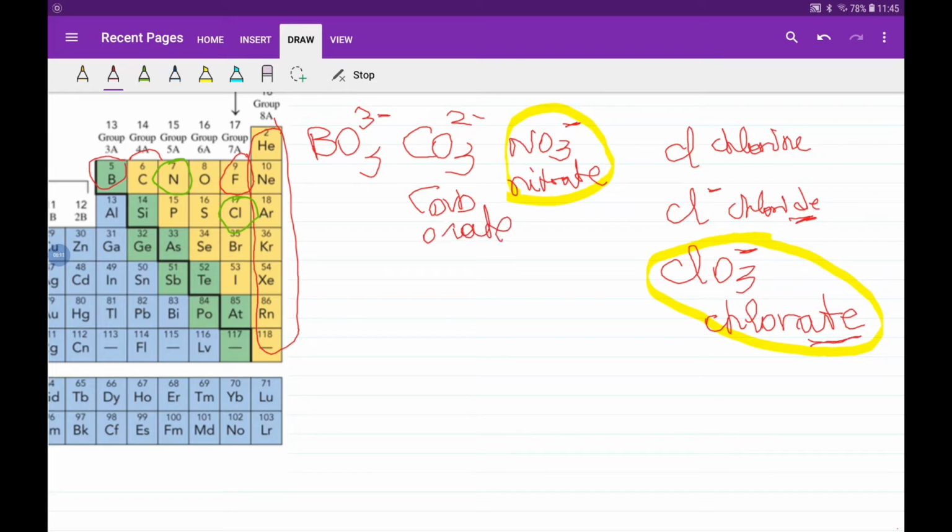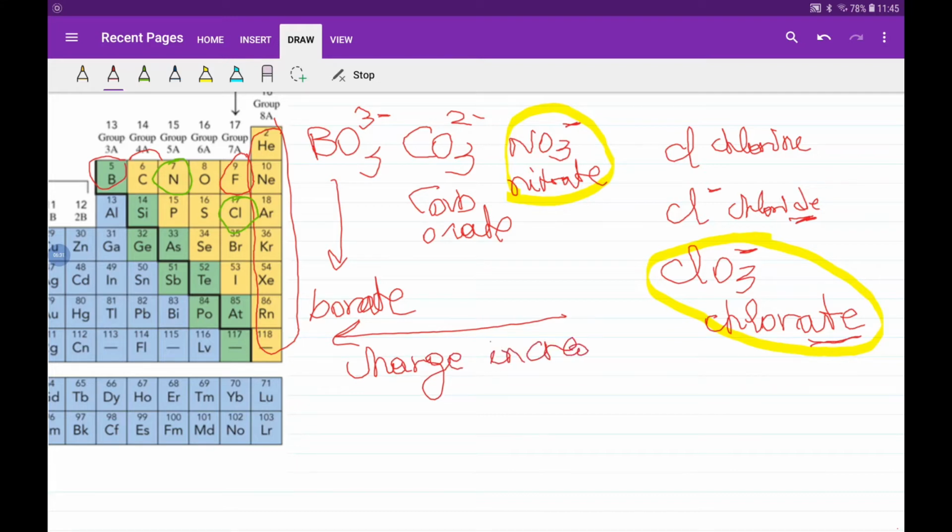Carbonate, and this is borate. Carbonate and borate. So as we move to the left, charge will increase. Okay, the charge will increase.